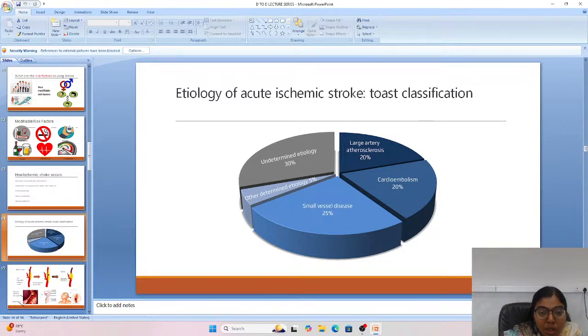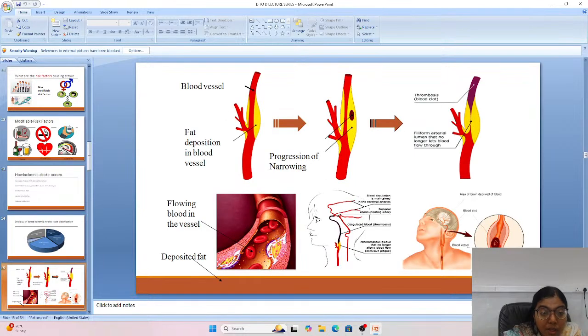Etiology of ischemic stroke. We have the TOAST classification, that is Trial of ORG 10172, in which we are having the classification like large artery atherosclerosis, cardioembolism, small vessel disease, undetermined etiology, and other determined etiology. So the most common one is large artery atherosclerosis. This is just to depict how large artery atherosclerosis goes on.